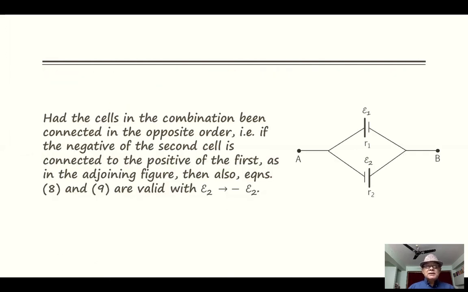Had the cells in the combination been connected in the opposite order, that is, if the negative of the second cell is connected to the positive of the first, as in the adjoining figure, then also equations 8 and 9 are valid with E2 replaced with minus E2.